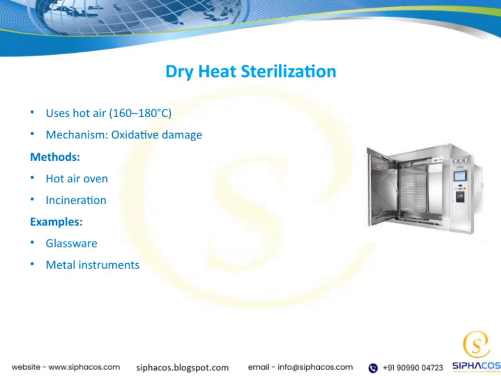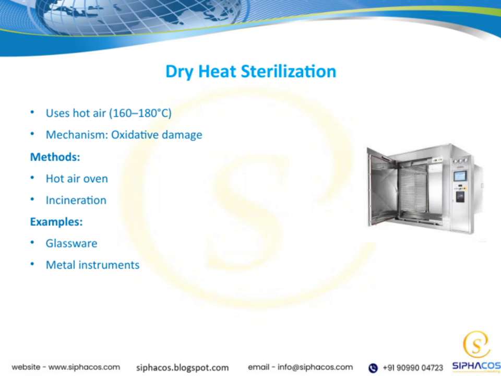Let's talk about dry heat sterilization. This method uses hot air, typically in the range of 160 to 180 degrees Celsius, to achieve sterilization. The key mechanism here is oxidative damage, which essentially destroys microorganisms by damaging their cell components through oxidation. There are a couple of common methods for dry heat sterilization. One is the hot air oven, which is widely used in laboratories and hospitals. The other is incineration, which is often used for waste disposal or materials that can withstand high temperatures.